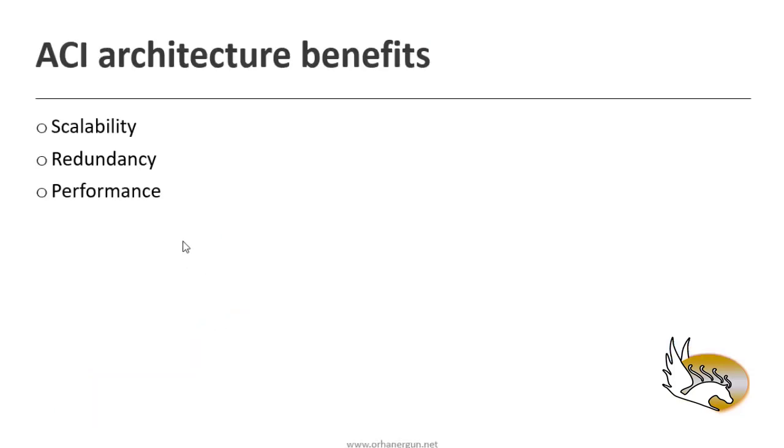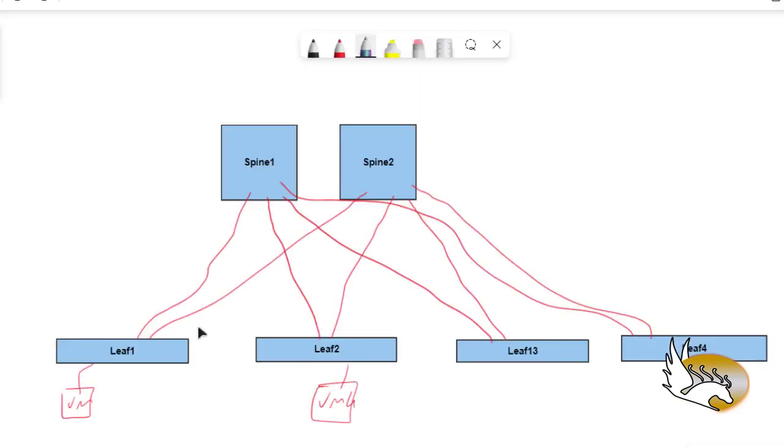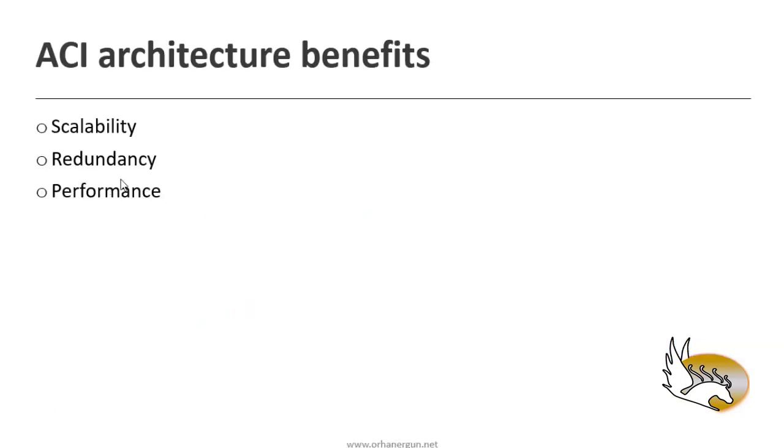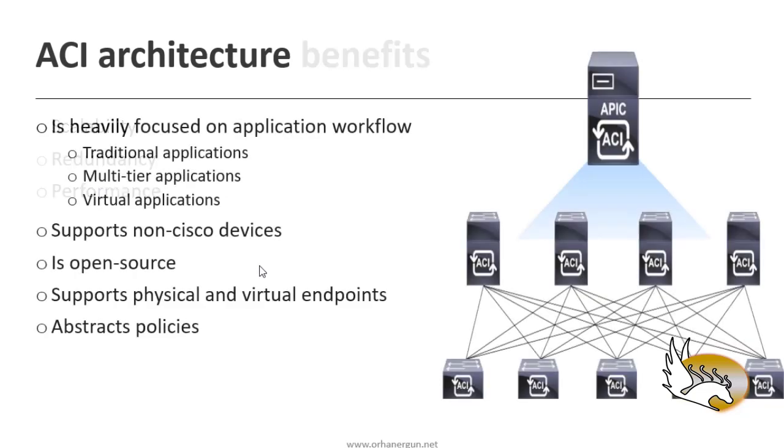And of course, I will have performance because I can easily manage these switches from one source. That is going to be my APIC, of course. And you can see that the bandwidth is there shared for all the devices, and you can use it to your benefit. So we have these benefits for our ACI architecture.